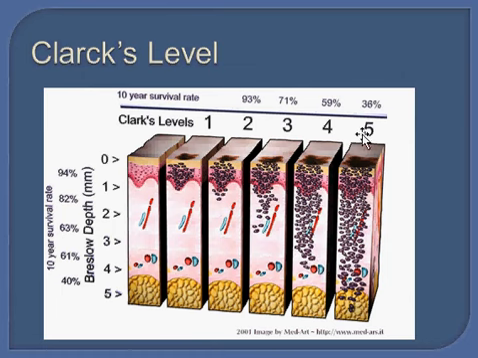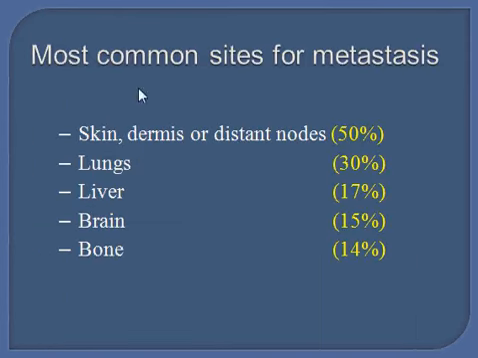The most common site for metastasis is skin, dermis, or distant nodes, about 50%, and the lungs are the second most common site, about 30%.